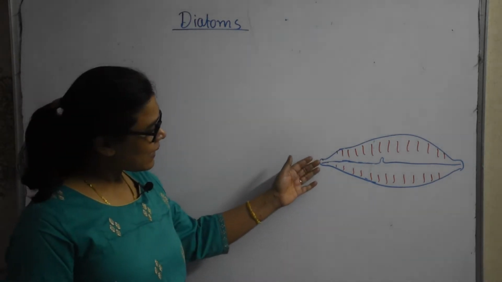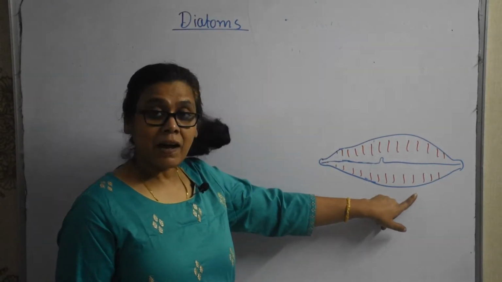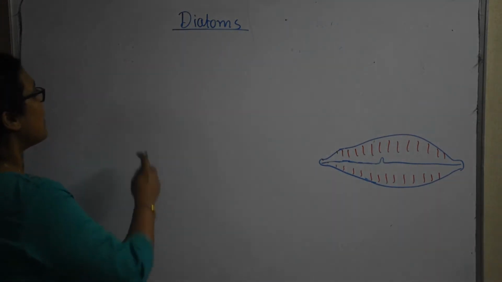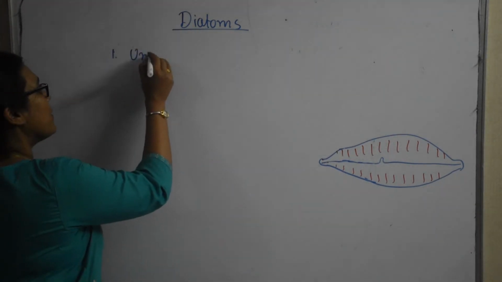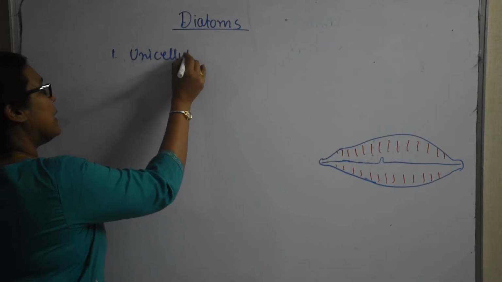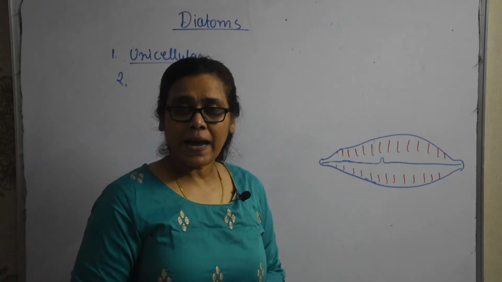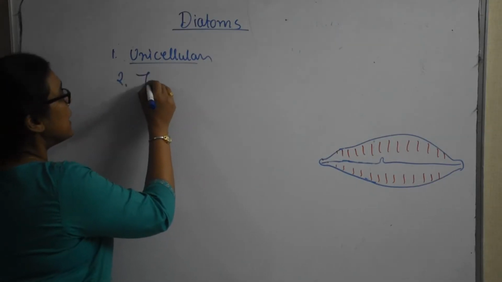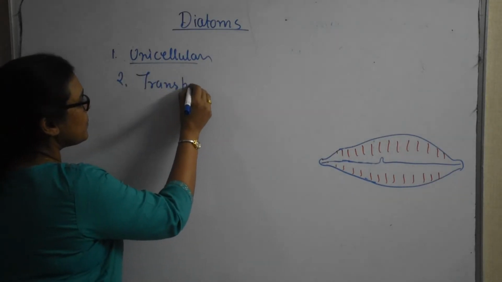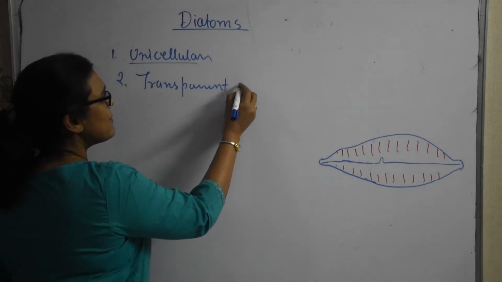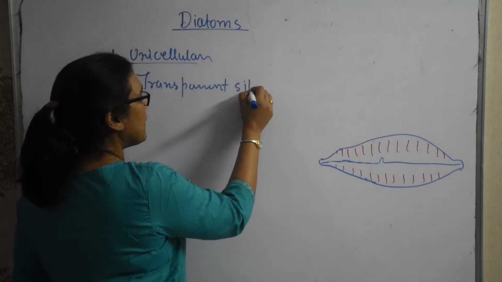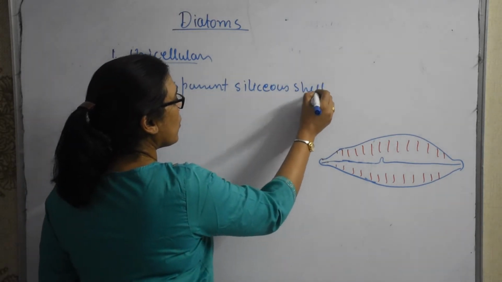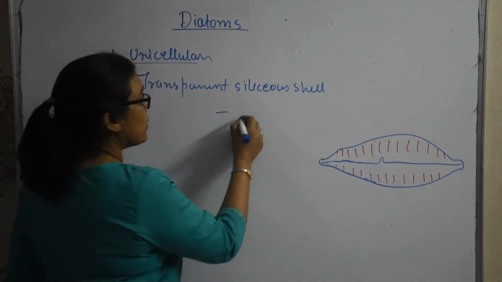For reference, here I have drawn a diagram of a diatom. Diatoms are unicellular, and the cell wall of a diatom is impregnated with silica, and that forms a transparent siliceous shell called frustule.